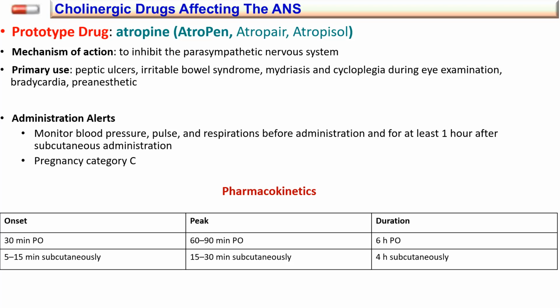Bradycardia, also another indication of primary use. Pre-anesthetic drug because it will result in decreased secretions, so it will be much easier for the surgeon to work on the organs with less secretions during surgery.